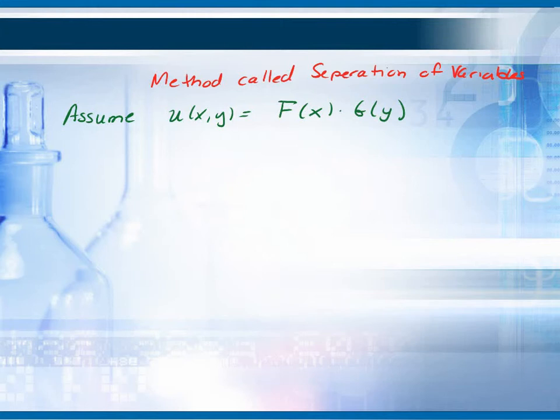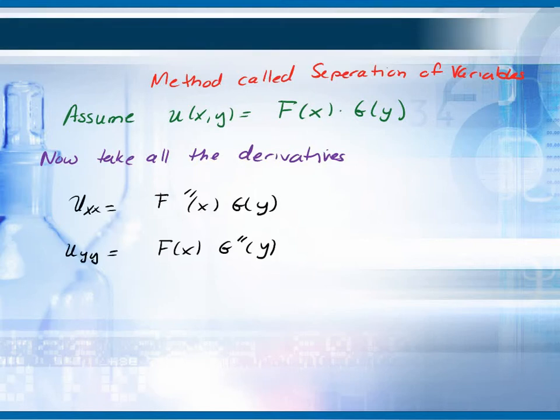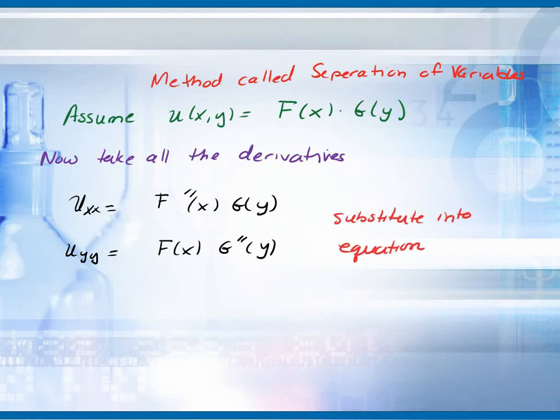And so I'm going to assume that it's in the form of a product of two separate functions. One is a function of only x, and one is a function of only y. So x times y, for example, would be an example of a product like this. And once I make that assumption, I can take all the partial derivatives and pop them back into the equation. For example, u_xx is the second derivative. g of y is a constant when I'm taking the derivative with respect to x. So I get the second derivative of f times g, and u_yy is f times the second derivative of g. Same deal. I don't even have to go through the work for that one.